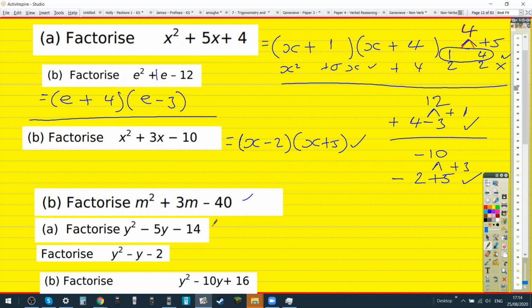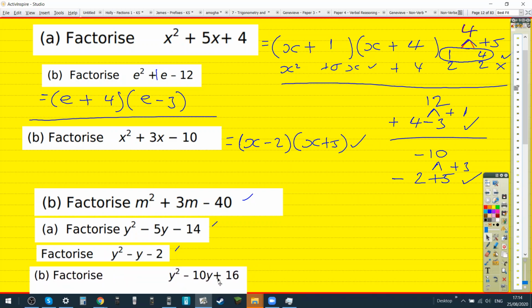So these next three are very similar to the one you just did, and you did it without my help. So let's try just the very last one, which is a bit different. So it needs 2 times to get 16. Add to 10. Yeah, minus 10.